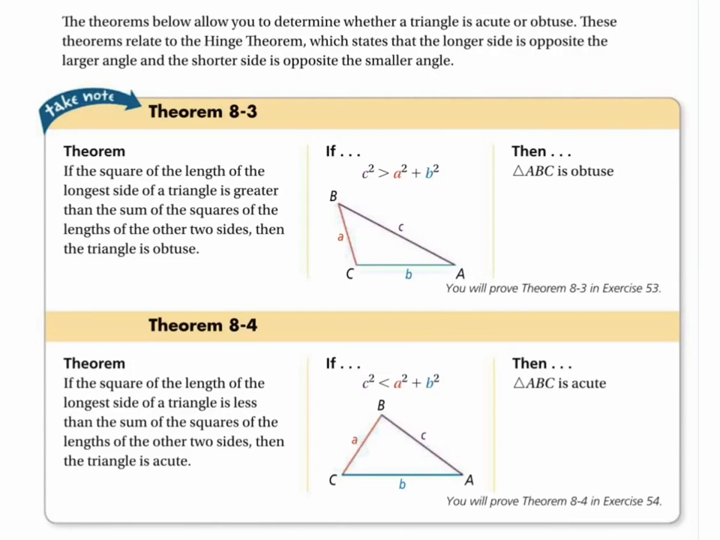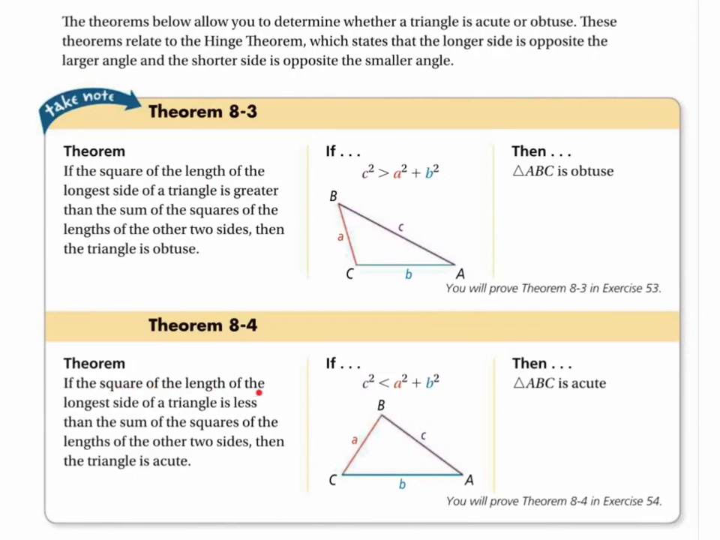So here's what it says. If the square of the length of the longest side is greater than the sum of the squares of the other two sides, then you can see that this side had to extend longer and make this angle greater than 90. Therefore, the triangle's obtuse. Okay?